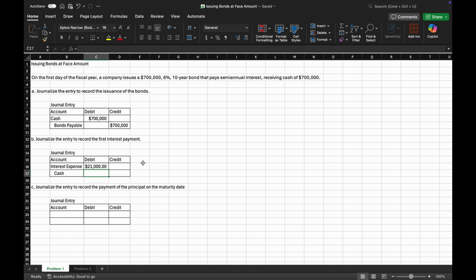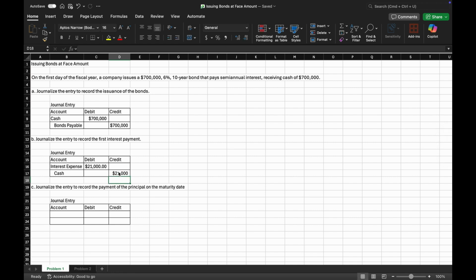Now we put the $21,000 as a debit as this is an expense account, and those accounts go up with the debit. Secondly, for cash. We know that cash is decreasing as the company is paying the investor, and we know asset accounts decrease with a credit. So let's put the $21,000 as a credit to the cash account.